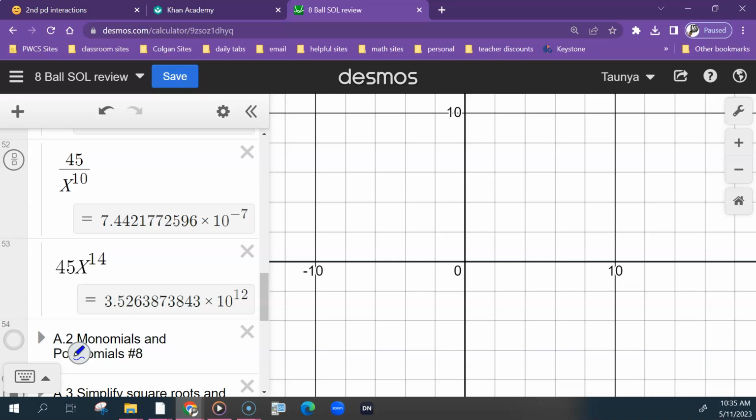Other questions on that page? Like how to do it in Desmos and the answer.